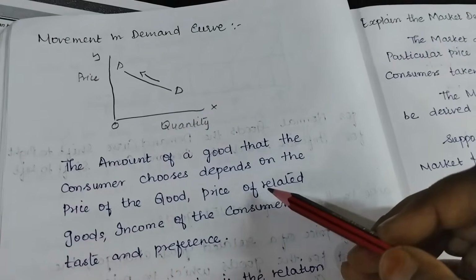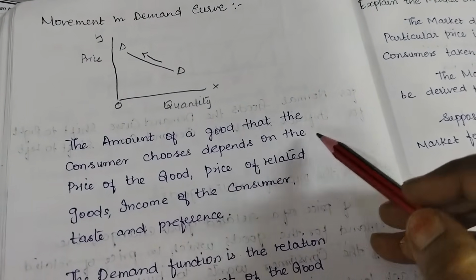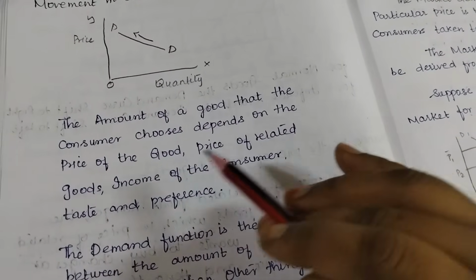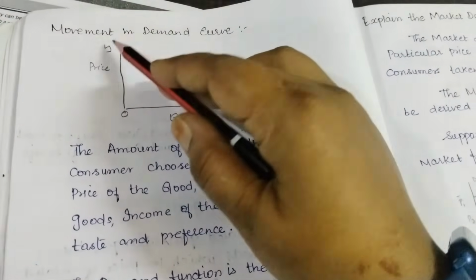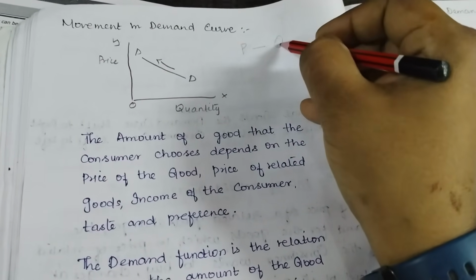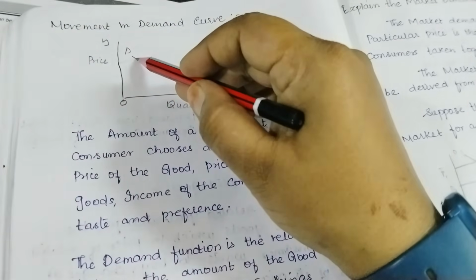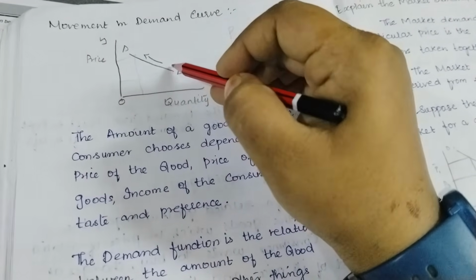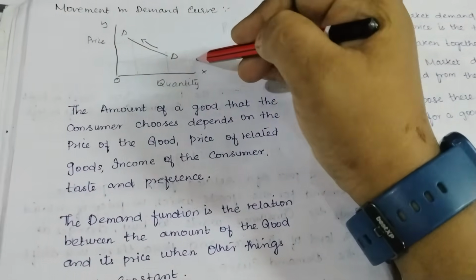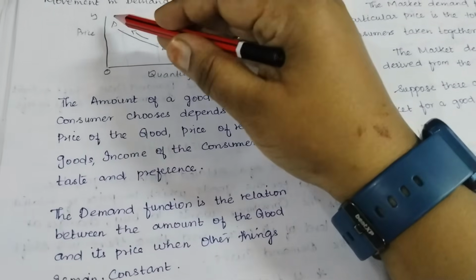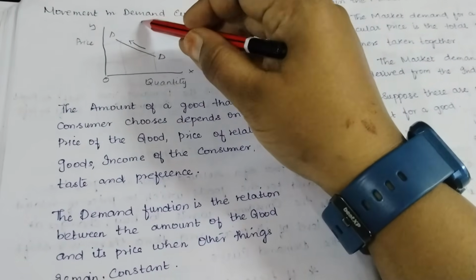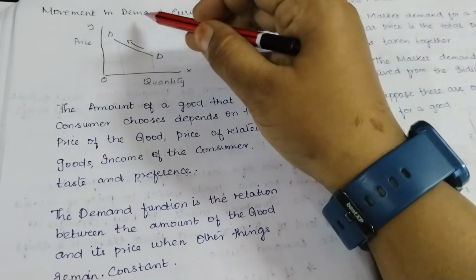The amount of a good that the consumer chooses depends on the price of the good, the price of related goods, and the income of the consumer, and everything else remains the same. So movement happens only due to the relationship between price and quantity demanded. The higher the price, the lesser the quantity demanded. The lesser the price, the higher the quantity demanded. So because of this, there is a movement. When there is movement within the same curve, it is called movement. If the demand curve completely changes its place from one to another, that is called a shift.